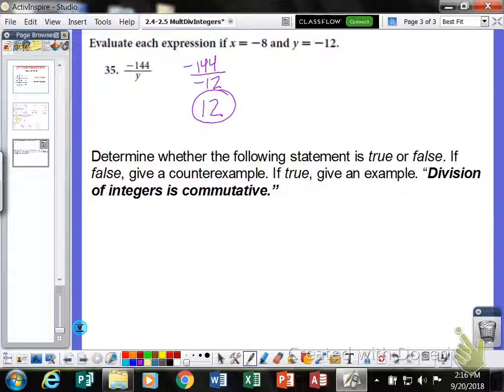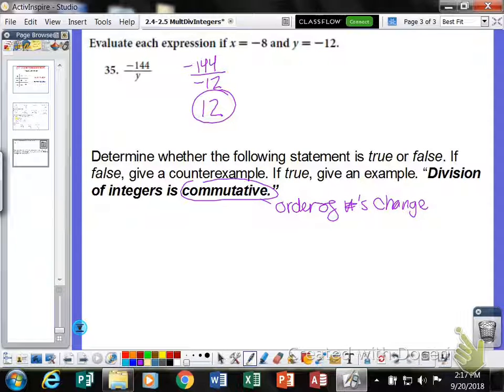And then the last thing: determine whether the following statement is true or false. If false, give a counterexample. If true, give an example. Division of integers is commutative. So remember, commutative means the order of the numbers changes.